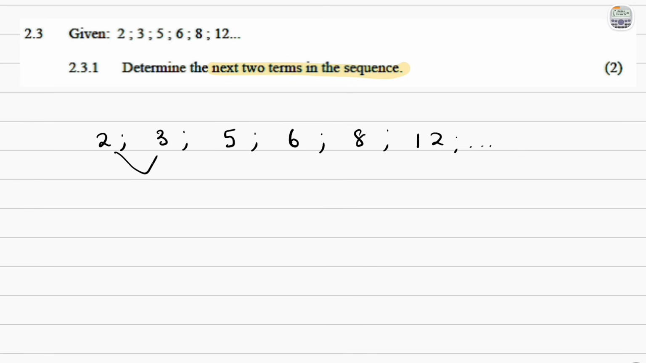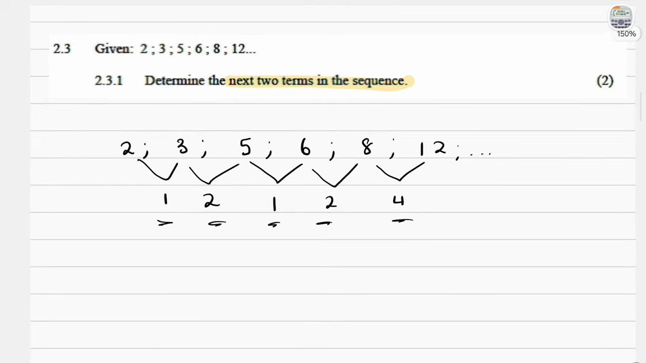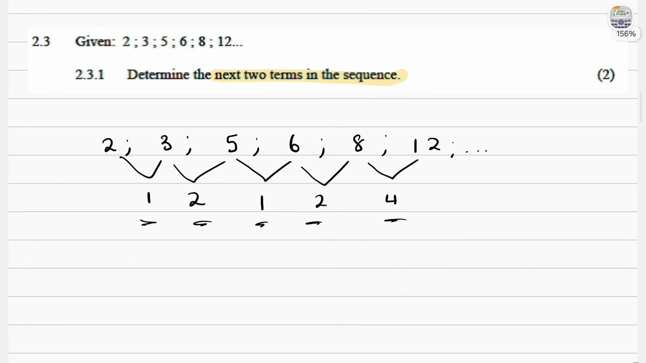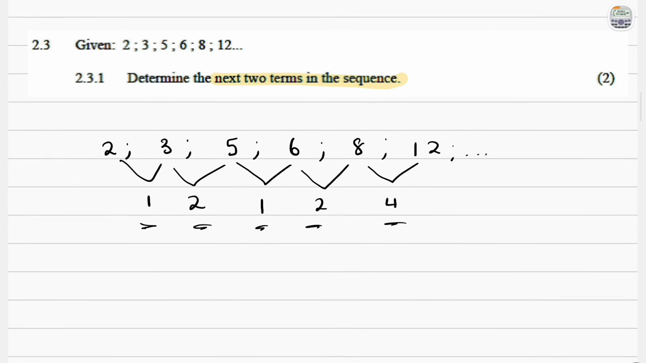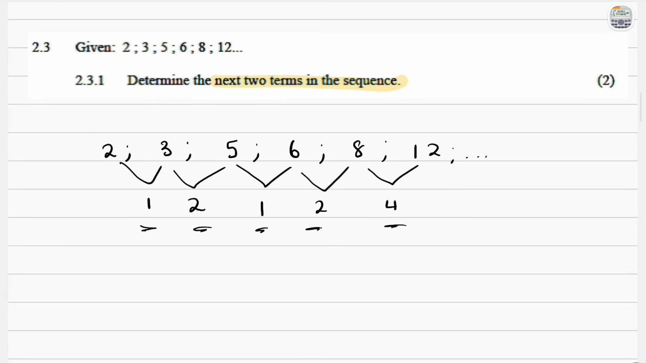If you say 3 minus 2, you get 1. 5 minus 3, you get 2. 6 minus 5, you get 1. 8 minus 6, you get 2. And then this, you get 4. So 1, 2, 1, 2, 4. No, that can't be the pattern. Okay, the minute the thing starts getting weird and complicated, it's probably not as complicated as it looks.